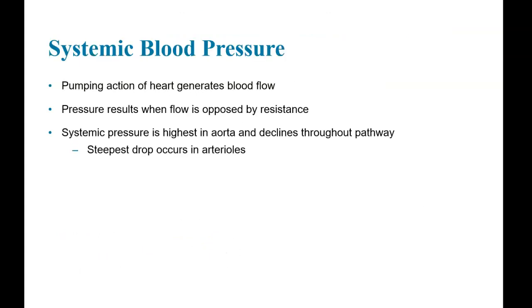Systemic blood pressure, this is the pumping action of the heart that generates blood flow. The pressure results when the blood is opposed by resistance, and the systemic pressure is going to be highest in the aorta, and it's going to decline throughout the pathway. So you're going to see the steepest drop occurring in the arterioles. Arterioles are just the smaller branches of arteries.